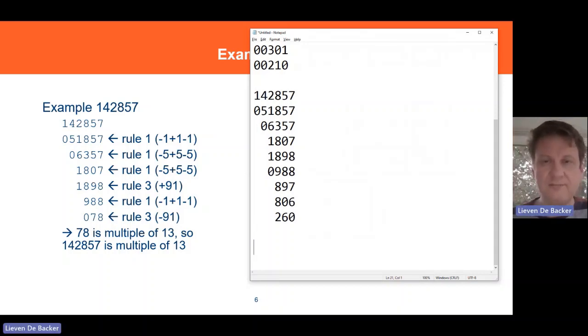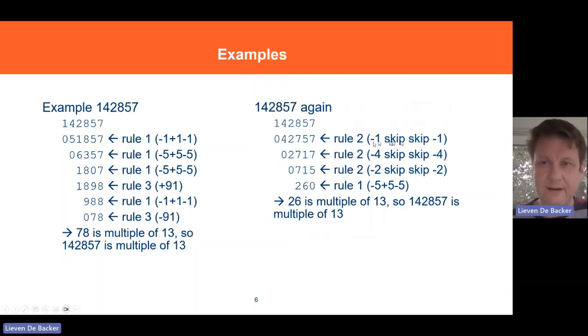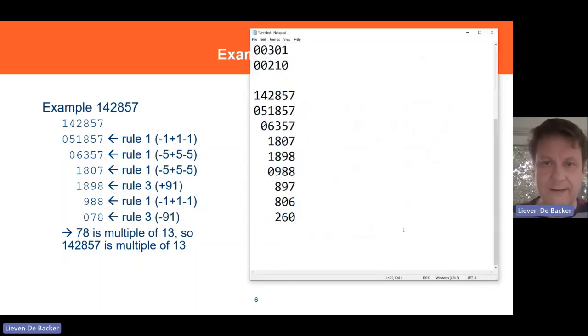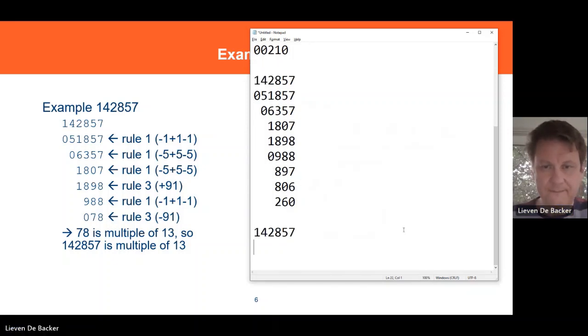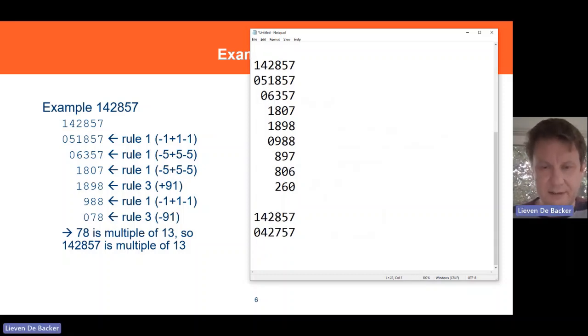Okay, this goes a lot simpler when I use rule number 2. So I start with the same number. To apply rule number 2, here I can start by subtracting 1001. So 1 minus 1 is 0. I leave the 2 middle digits alone, and then again I subtract 1. This leaves me with this 5-digit number.